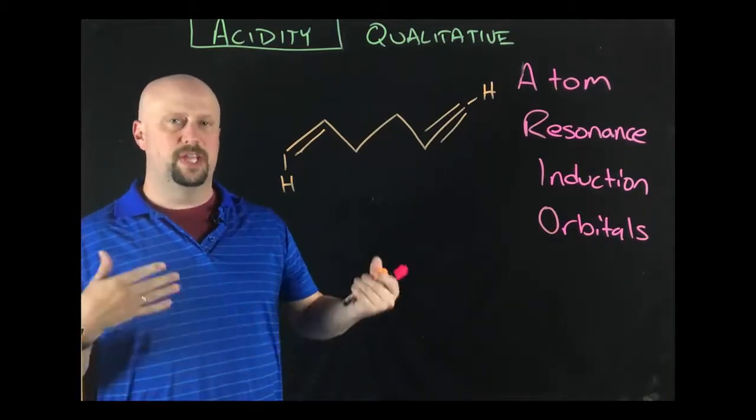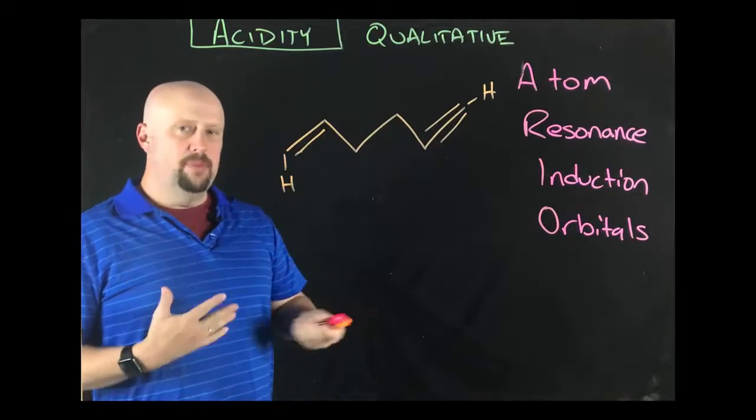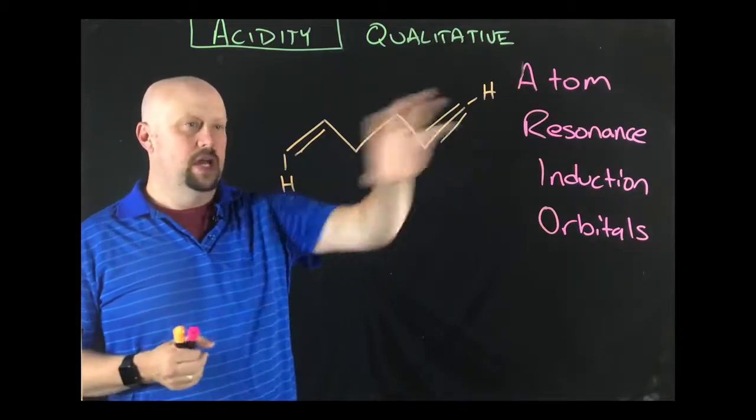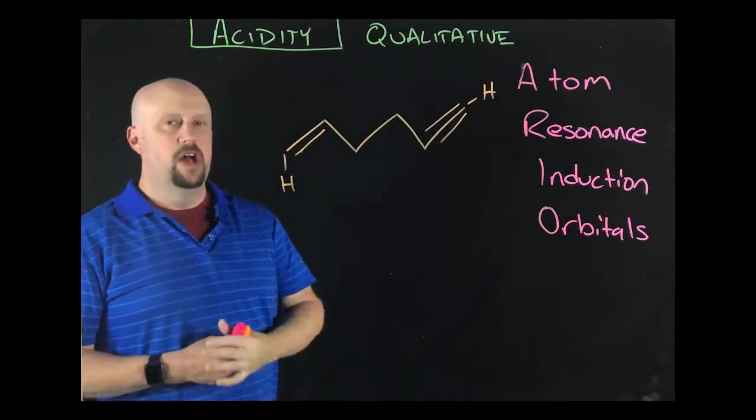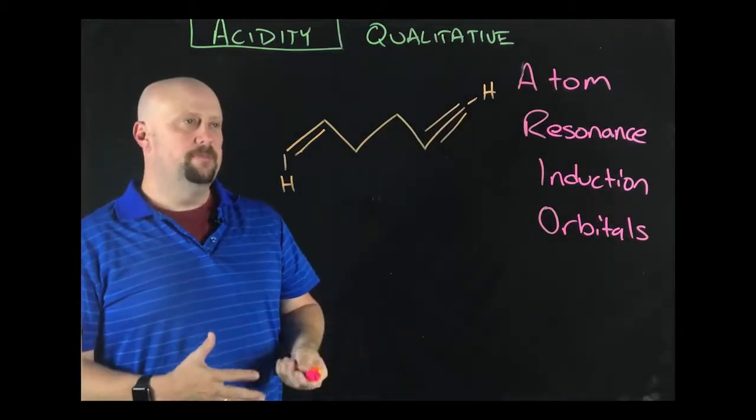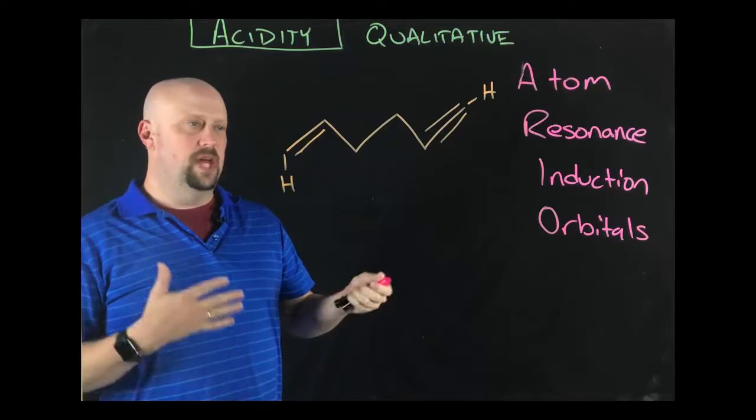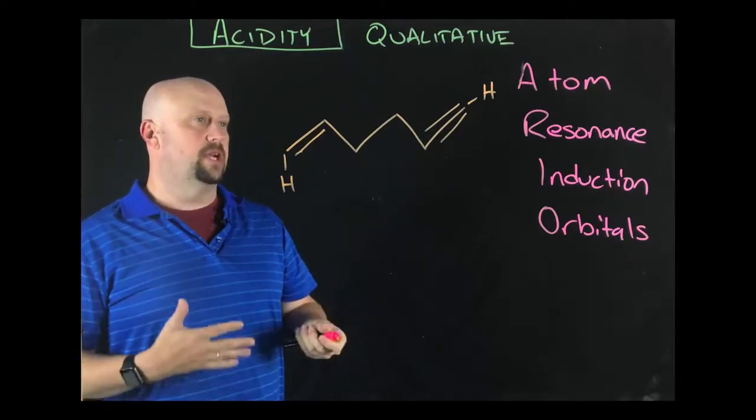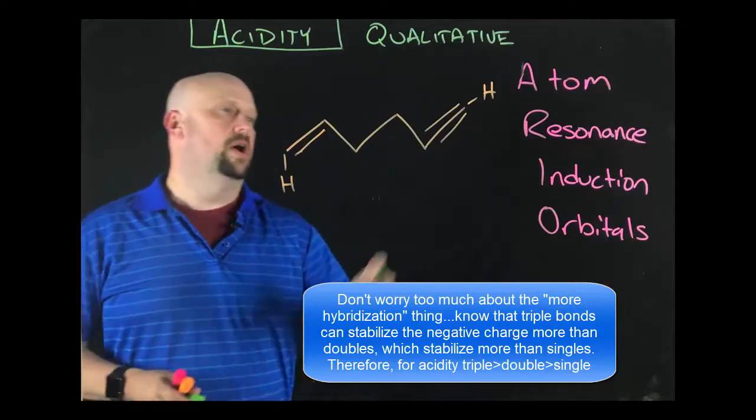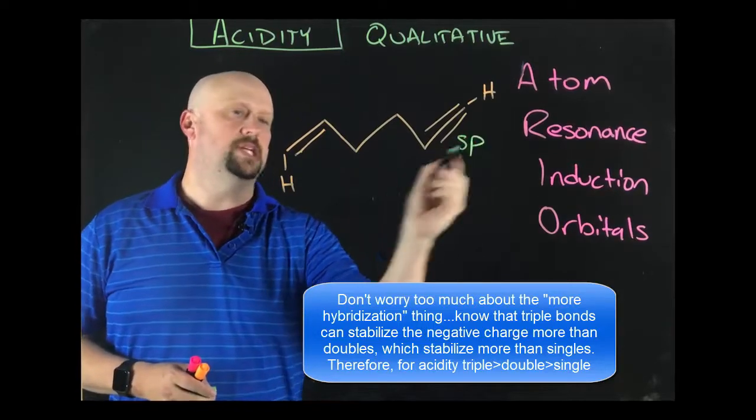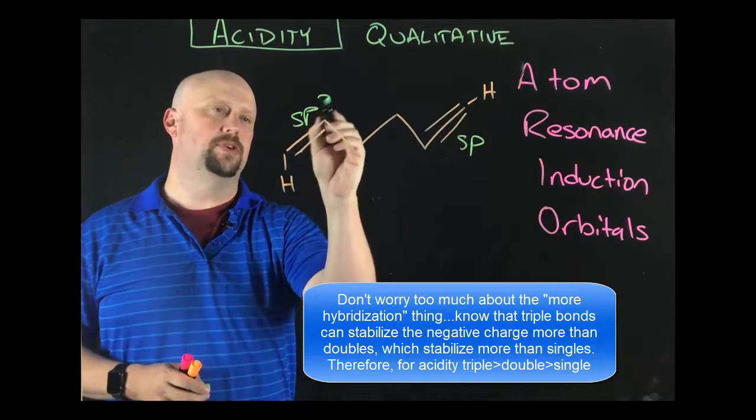And the orbitals comes down to this. The more hybridization there is in the structure or in that area where you're pulling the hydrogen off of, the more stable it's going to be, and therefore that's going to lead to that being the more acidic particular case. So if we look at these two structures and we talk about what is our hybridization here? Well, this is sp and this is sp2.